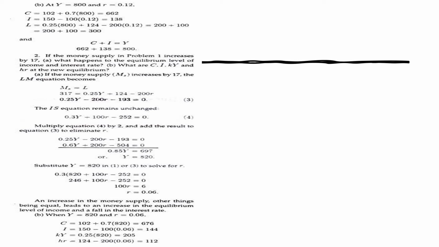So an increase in the money supply, assuming that all other things remain unchanged, leads to an increase in the equilibrium level of income and a fall in the rate of interest. So C is equal to 102 plus 0.7 into 820, which is equal to 676. Here I is equal to 144, KY is equal to 205 and HR is equal to 112. So what you have to do is just substitute the numerical values in the equation.